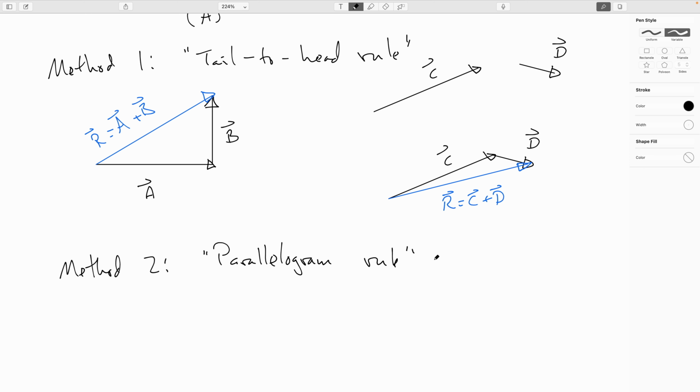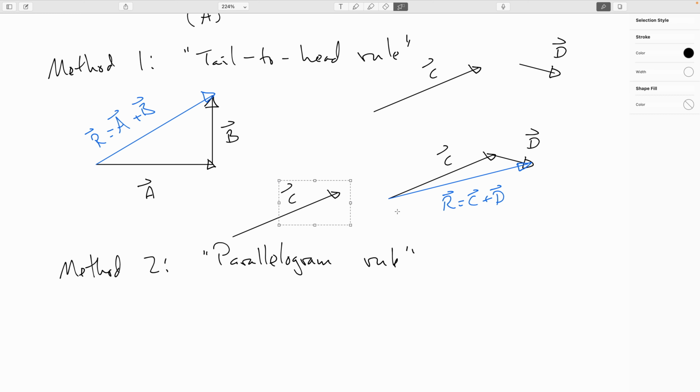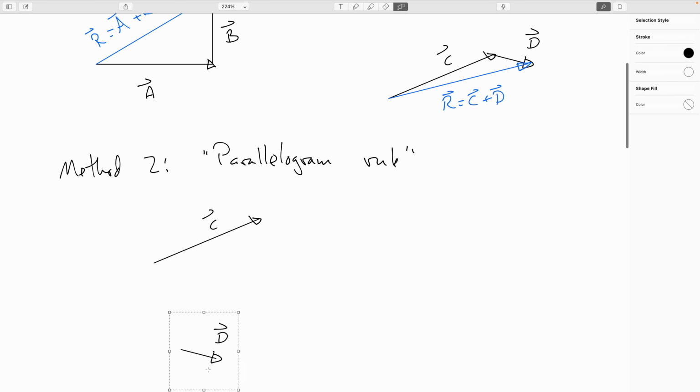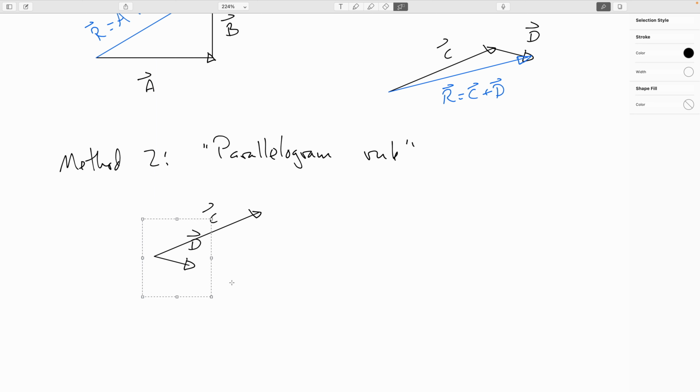So in the parallelogram rule, instead of putting the vector's tail to head, what you do is you attach both tails to each other. So let me go ahead and once again, let's just do C and D here. Copy, paste, we'll put a fresh one here. Yeah, that's as good as anything. And D, copy, paste. So now what I'm doing is I'm connecting the two tails to each other like that.